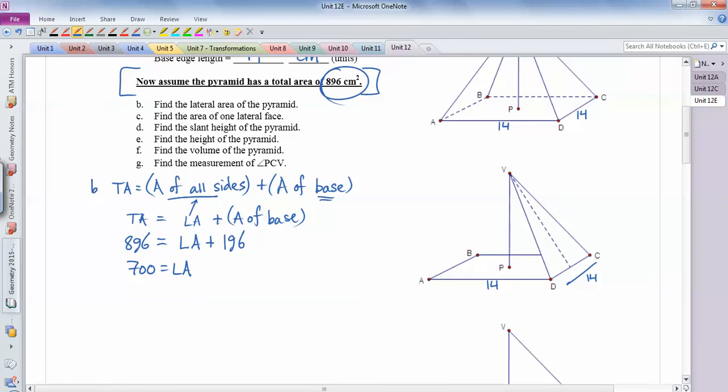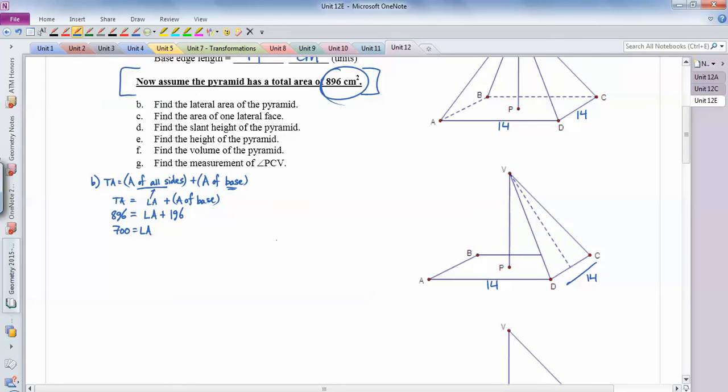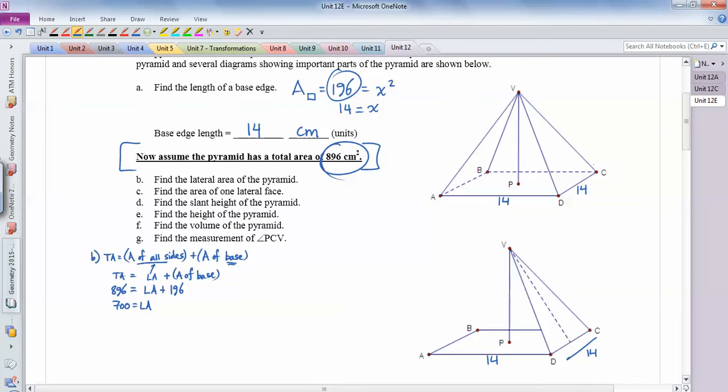So this is part B. And let me shrink this down because I might need more space. Okay, so part C says find the area of one lateral face. Well, if you think about it, since it's a square on the bottom and each side has a triangle coming out of it, there are going to be 4 lateral faces.